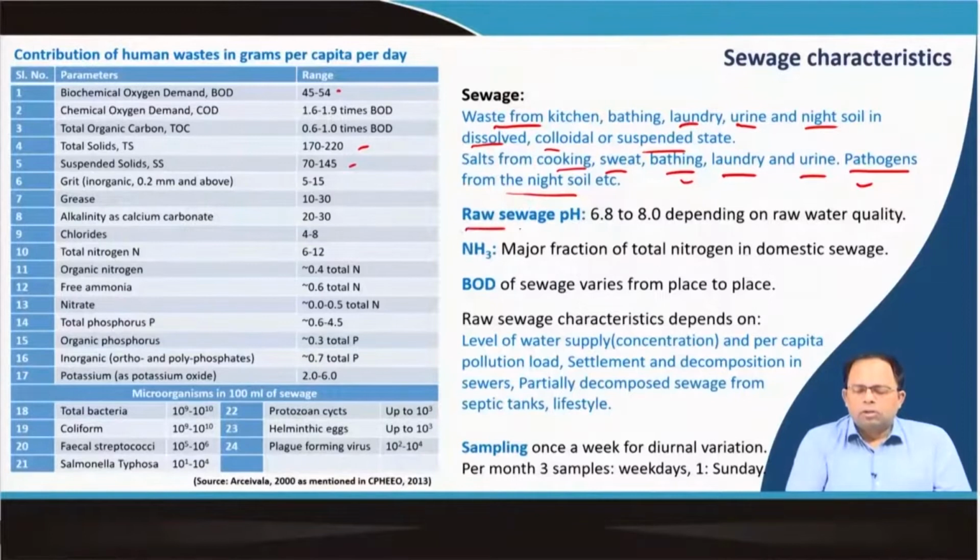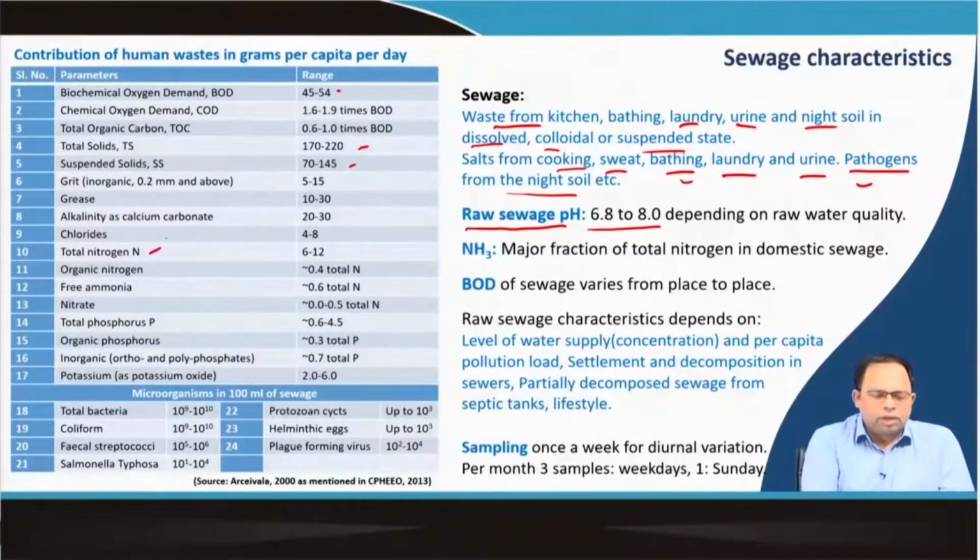For raw sewage, as you know, the pH value influences different processes. That means different chemical reactions and processes are influenced by the level of acidity in that particular sewage. Usually for raw sewage, we find the pH comes to around 6.8 to 8. And ammonia is the major fraction in terms of nitrogen. You see that we have total nitrogen, organic nitrogen, free nitrogen, ammonia, nitrate. So there are different nitrogen components in this waste, but ammonia is the major fraction of total nitrogen in domestic sewage.